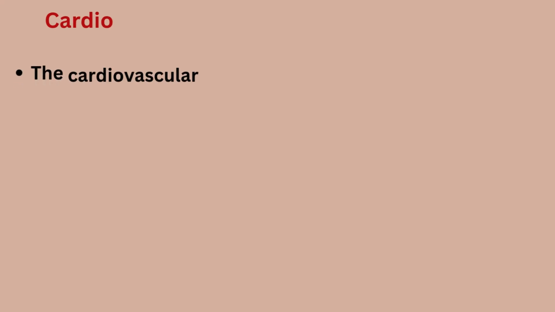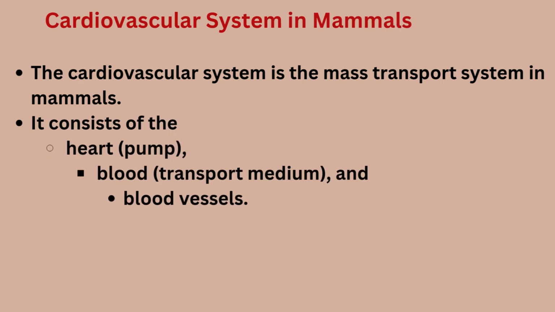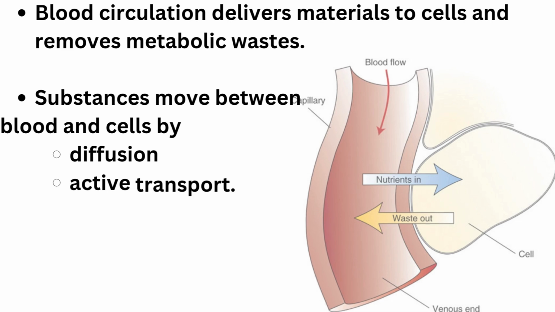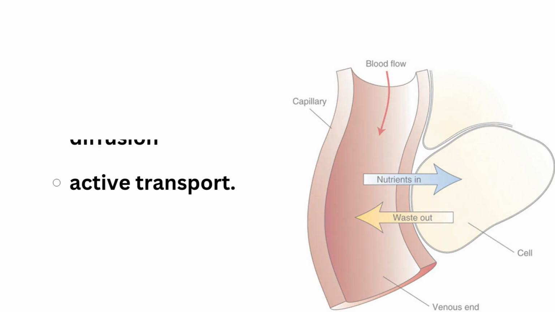The cardiovascular system is the mass transport system in mammals. It is composed of three main components: the heart, which functions as the pump, the blood, serving as the transport medium, and the network of blood vessels through which circulation occurs. Blood circulation delivers essential materials to body cells and removes metabolic wastes. The exchange of substances between blood and cells occurs mainly through diffusion and active transport.